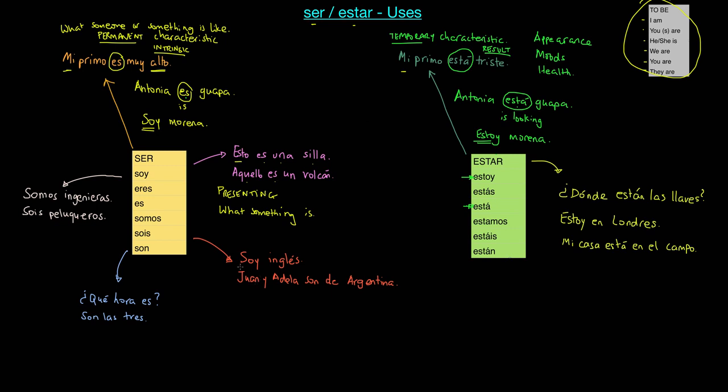Let's move to the next one. We've got "Soy inglés" and "Juan y Adela son de Argentina." Soy inglés, I am English. Juan and Adela are from Argentina. So what are we talking about here? We're talking about nationalities, or where something or someone is from. So in that case, when you're talking about the origin of something, we will use ser. Okay, so "soy inglés," "son de Argentina."